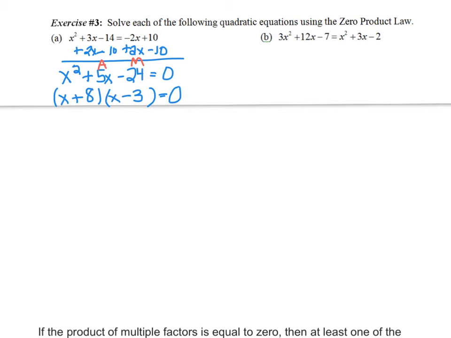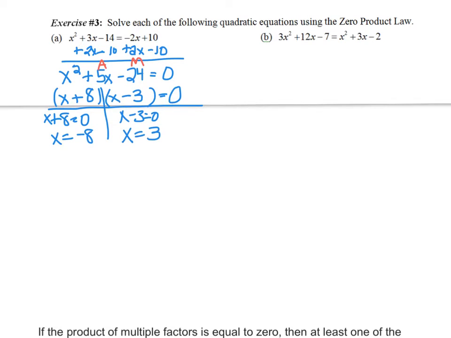Keep your equal 0 because it's still an equation. Make your t-bar. Set each factor equal to 0, and we get that x is equal to negative 8. And, of course, our other solution, x is equal to positive 3.